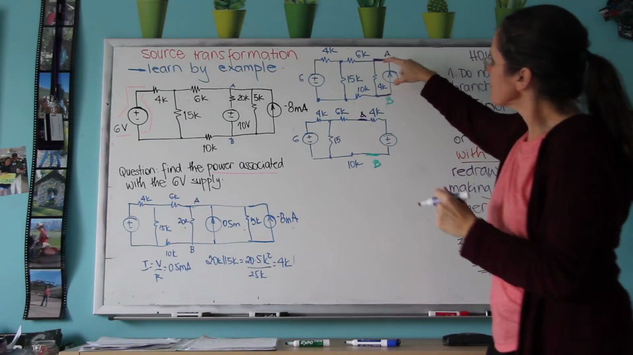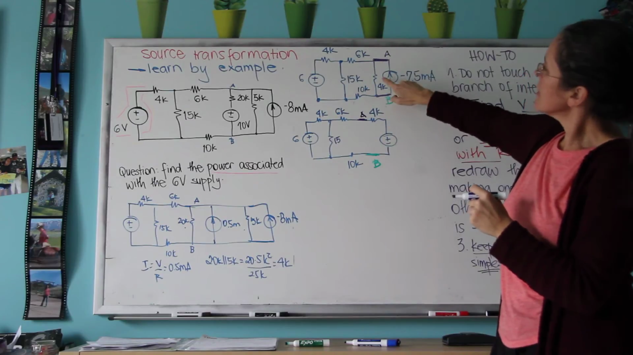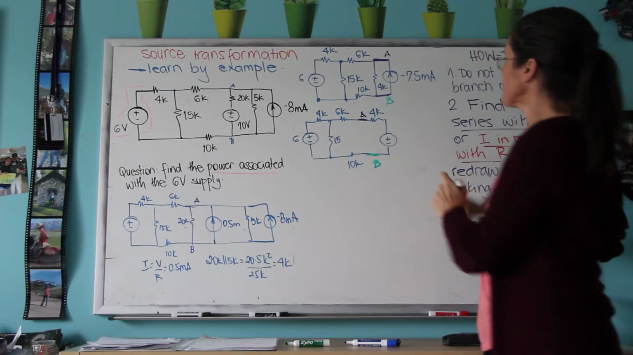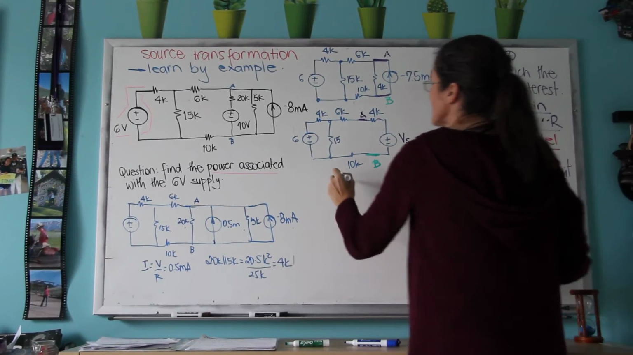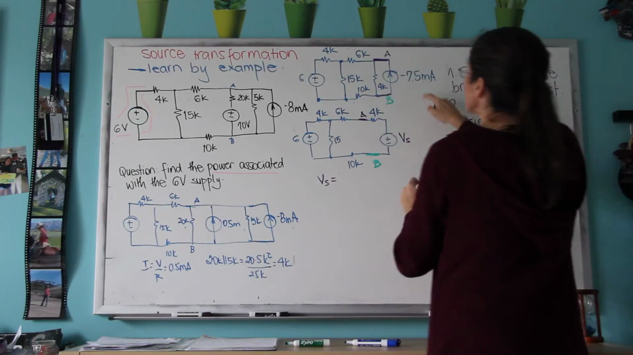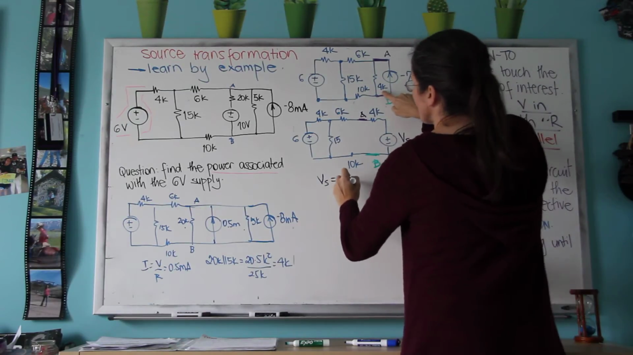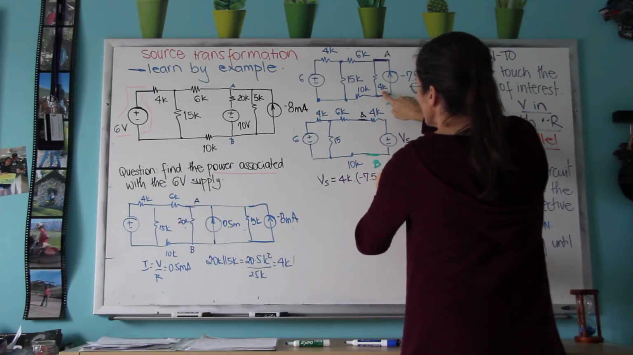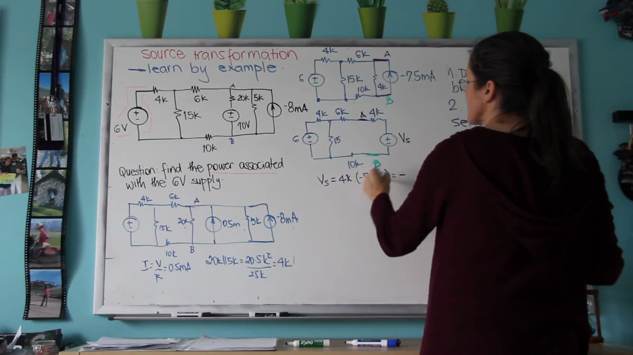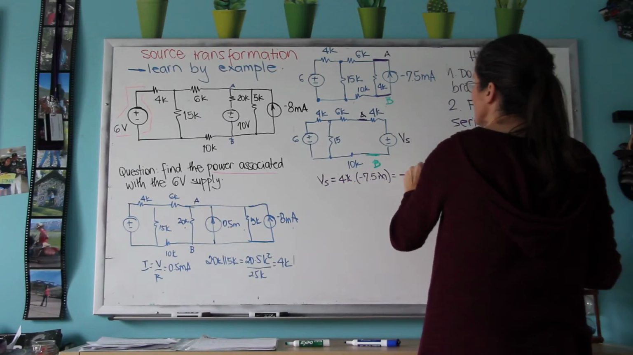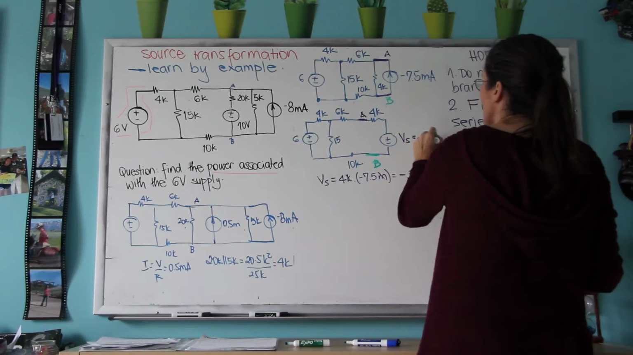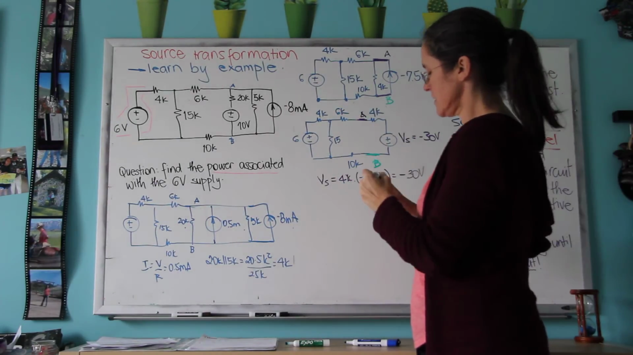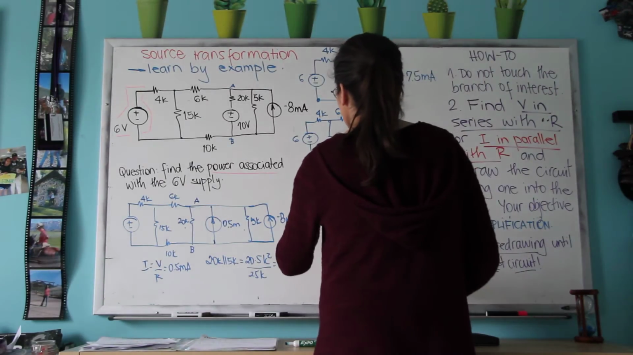So now the source transformation is between A and B. The 4K is in series with whatever voltage I'm going to write here. And that voltage will be 4K times minus 7.5 milli, which is minus, so this goes away, 15 minus 30 volts. And now I'm going to have these three in series, so I'm going to redraw the circuit.